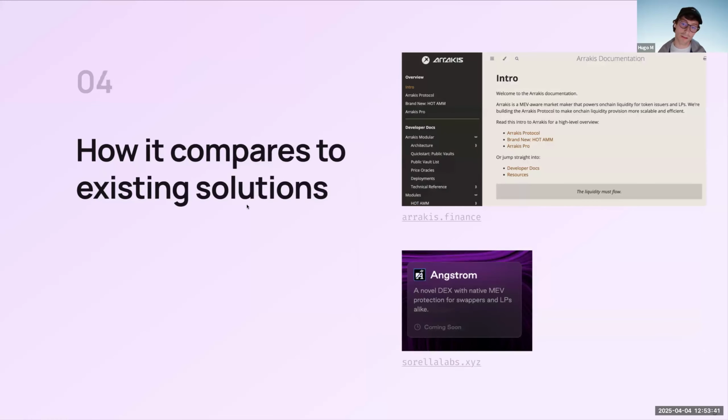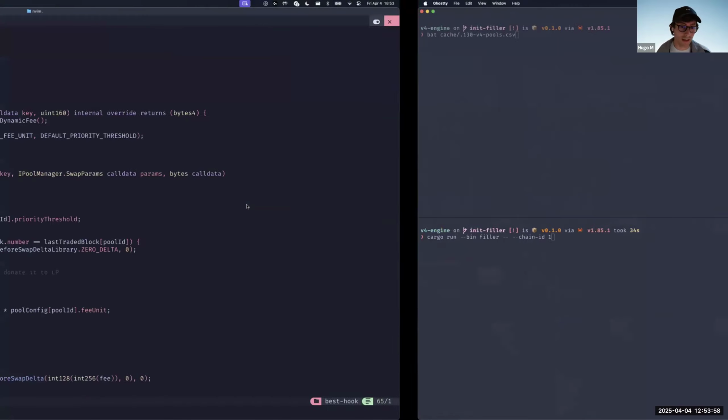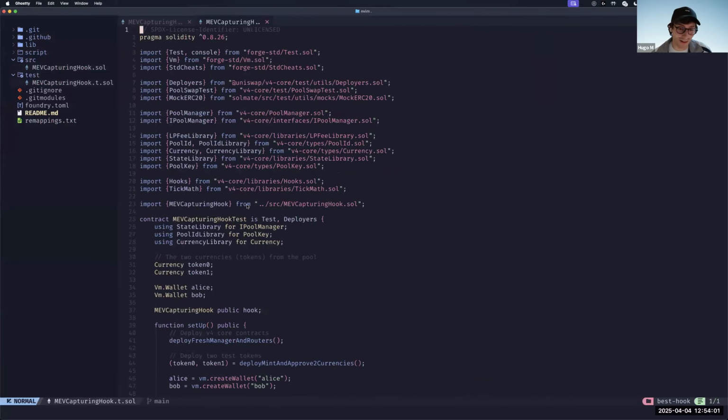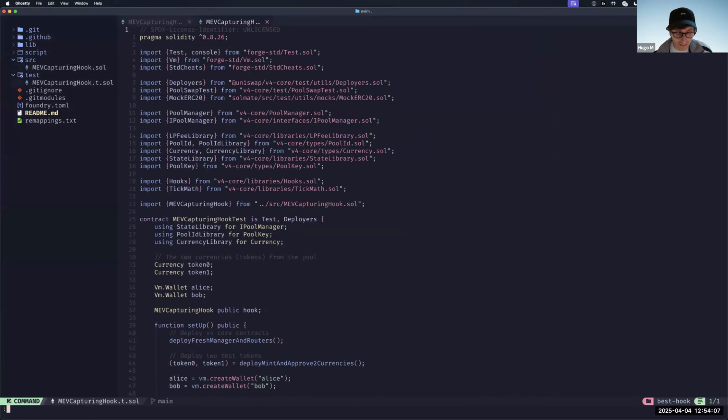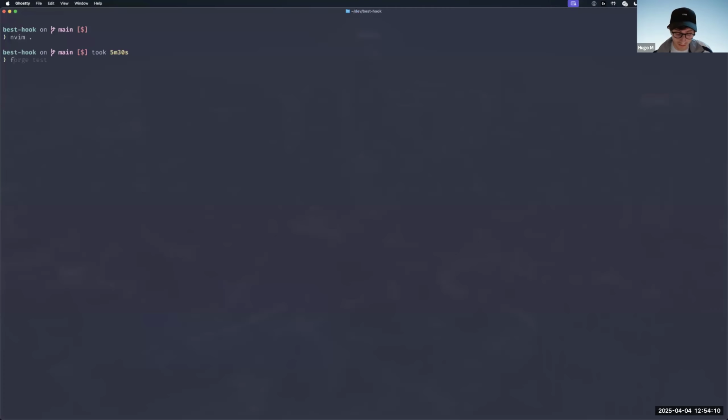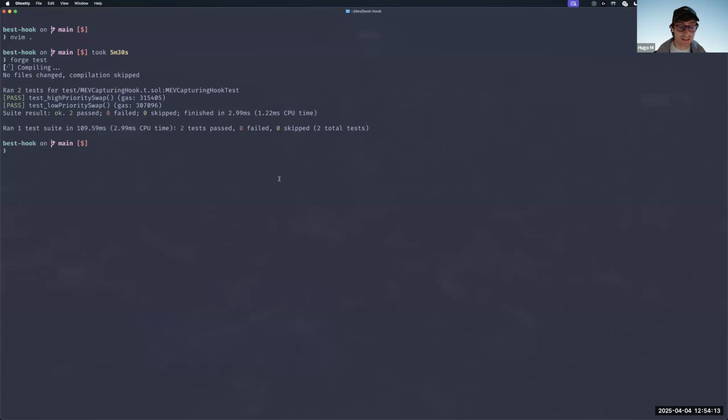There are different solutions working around this. There is Arrakis Finance, the Angstrom from Sorella Labs, and we also saw other projects around this today. So it's a big topic, and hooks allow developers to build stuff to try to capture that value. For the demo, it's just tests mainly. You can check the repo, it's online, but we just created two tests with high and low priority fee, and we can see that the fees were updated. It's obviously very low-level stuff, so it's hard to show, but you can check the repo.